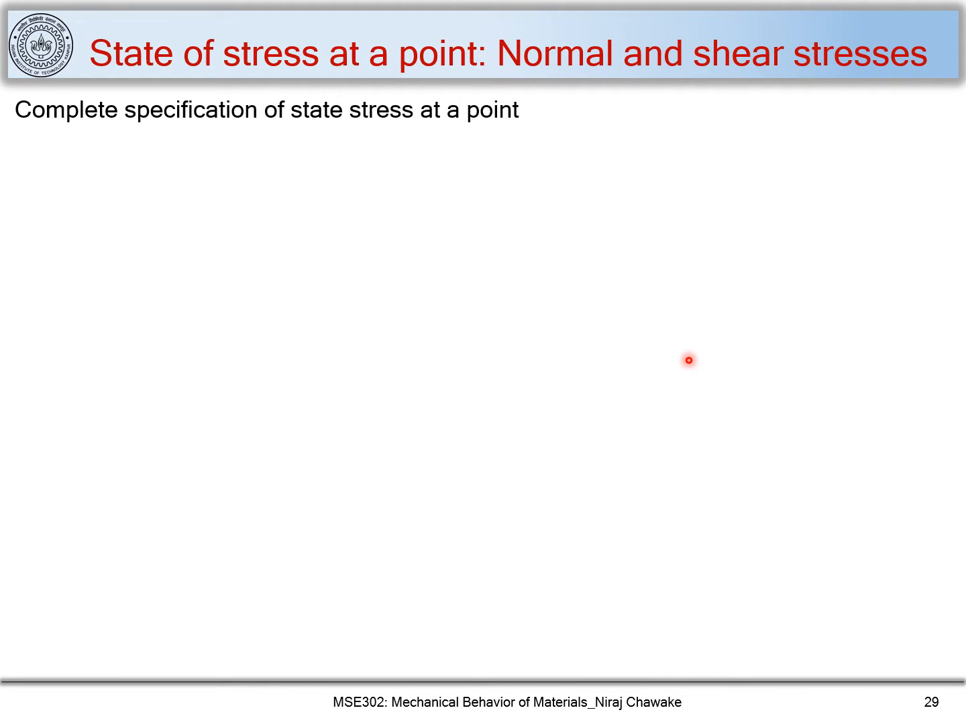So we have seen earlier what normal and shear stresses are. Normal stress is a stress which is perpendicular to the plane of interest, while shear stresses are stresses parallel to the plane of interest, or lie in the plane of interest. So we have posed this question: to define a state of stress at a given point, what is the complete specification that we need?